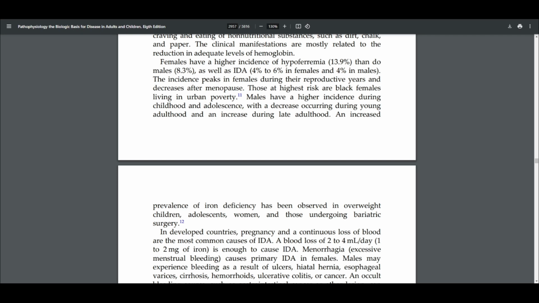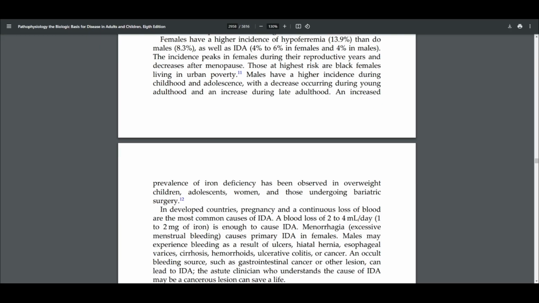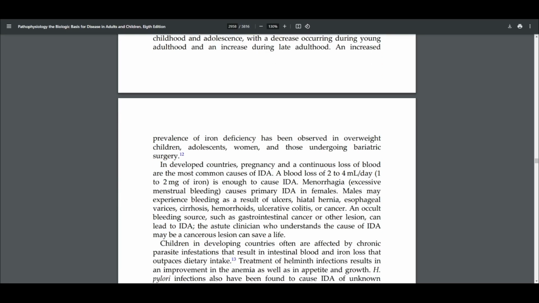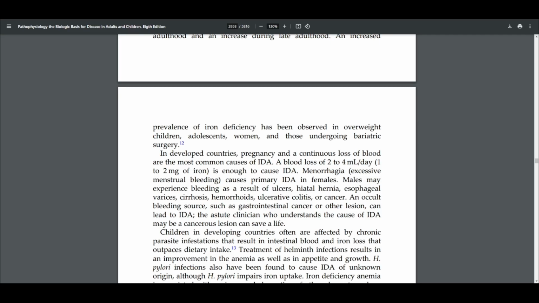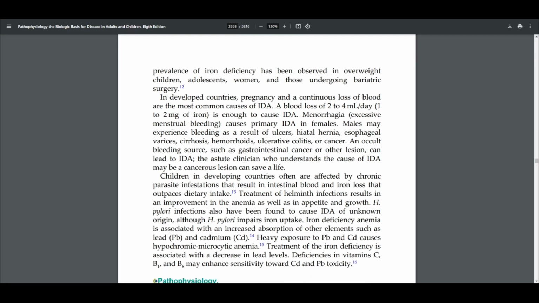Those at highest risk are Black females living in urban poverty. Males have a higher incidence during childhood and adolescence, with a decrease occurring during young adulthood and an increase during late adulthood. An increased prevalence of iron deficiency has been observed in overweight children, adolescents, women, and those undergoing bariatric surgery.